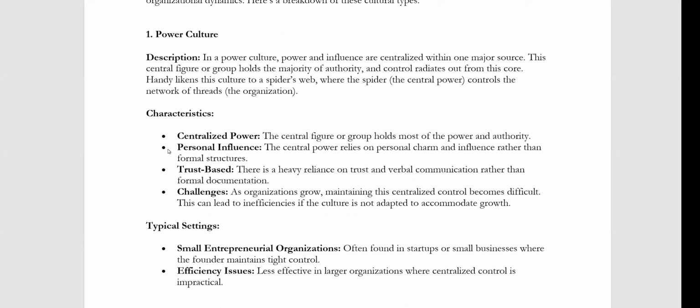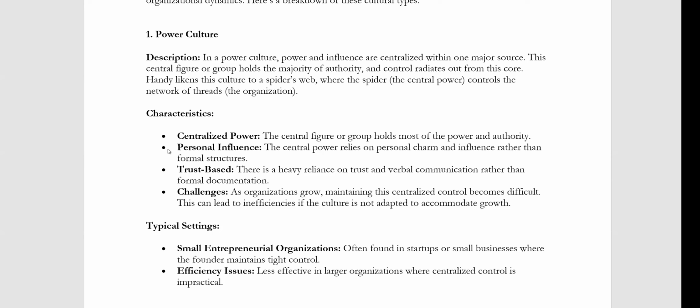You have what we call power culture. In a power culture, power and influence are centralized within one major source. The central figure or group holds the majority of authority, and control radiates out from this core. Handy likens this culture to a spider's web, where the spider is the central power that controls the network of all the threads. So here we are saying that there's one person at the top and other people under him. So that is what we call power culture. They have a centralized power, that is the central figure or group that holds most power or authority.